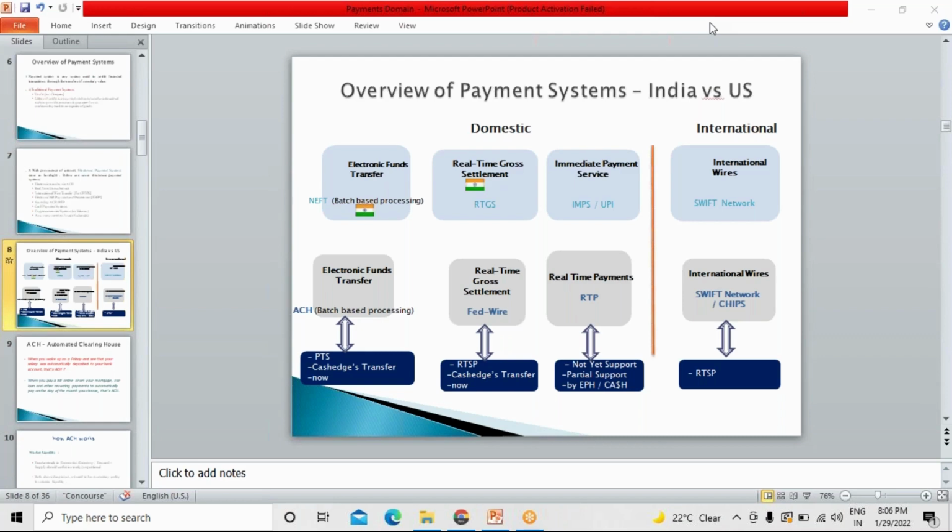So IMPS or UPI payments, all these come under domestic. And whatever transactions we are doing in international wire transactions happen through the SWIFT network. SWIFT is a network process usually managed by people, where whatever kind of payments we have to do in international wires happens through the SWIFT network.